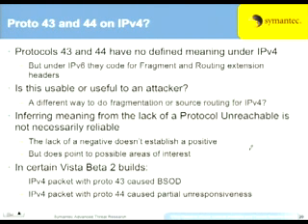Now, is this usable or useful to an attacker? And is this some way to do fragmentation or source routing over IPv4? Well, maybe. We didn't actually test it, but it points to something that's possibly interesting. And certainly inferring meaning from the lack of a protocol unreachable is not reliable. The lack of a negative doesn't establish a positive. Although in certain beta 2 builds, an IPv4 packet with protocol 43 would cause a blue screen of death, and an IPv4 packet with protocol 44 would cause some other different problems on the network.